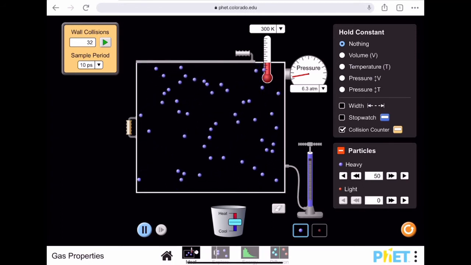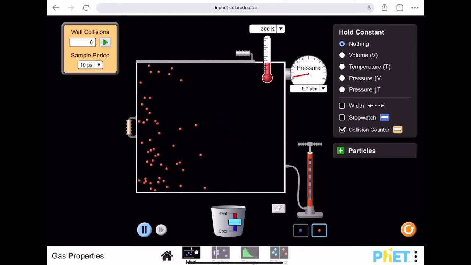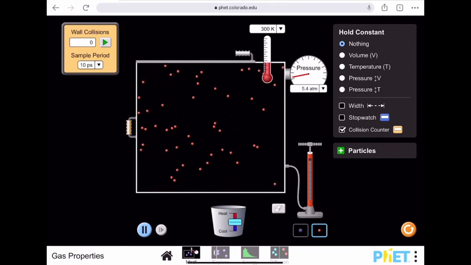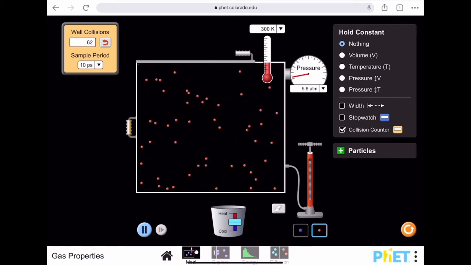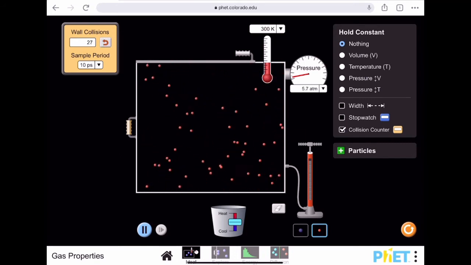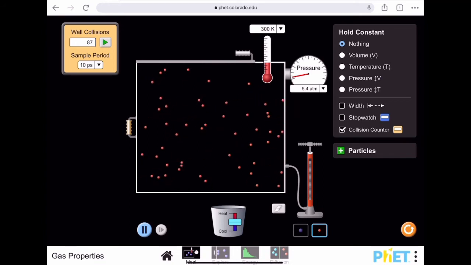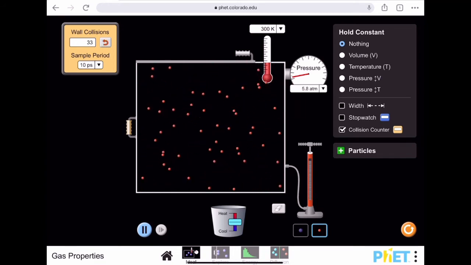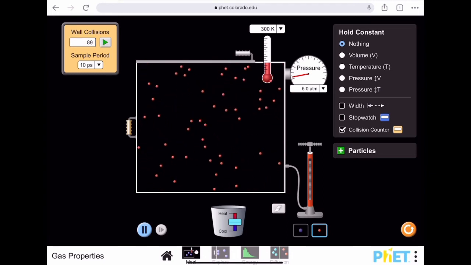We're going to clear it. We're going to do it with the other gas. Doing the same period of time, I've got almost 80 wall collisions. 80 again, 90. But when you look at the pressure, it's the same pressure.